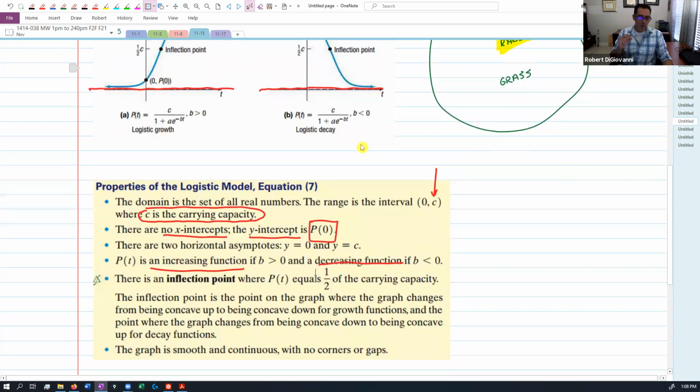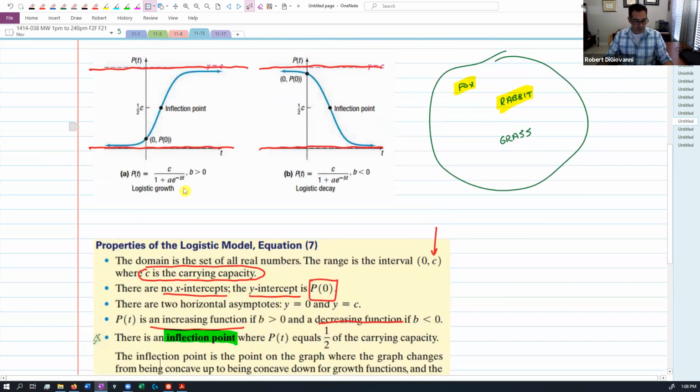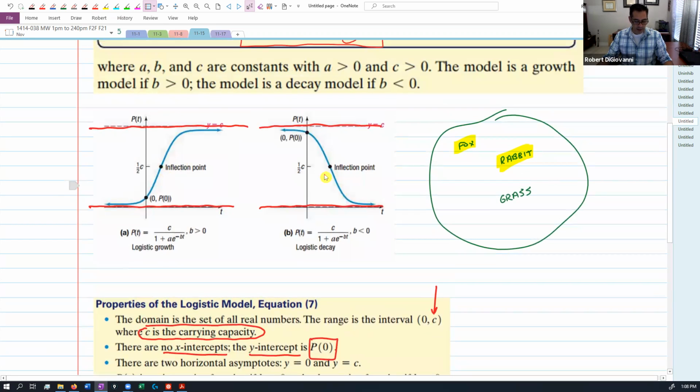Now, there's a very special point in a logistic model. You'll actually hear more about this point in calculus. It's called the inflection point. And in this graph, the inflection point's here, and it will always happen when you're at half of your carrying capacity. So inflection point is a weird idea, but I can try and get you to see it maybe.